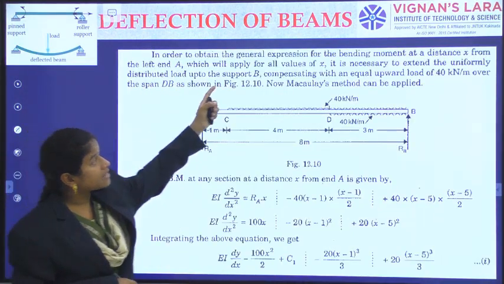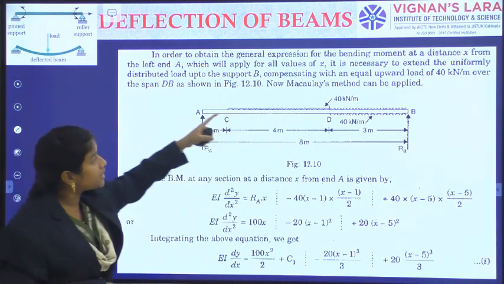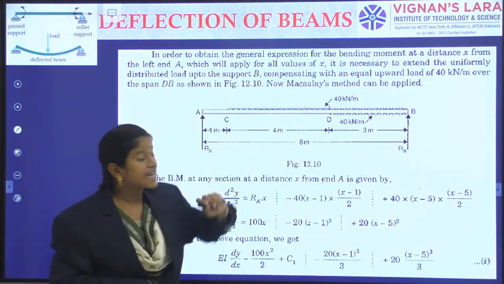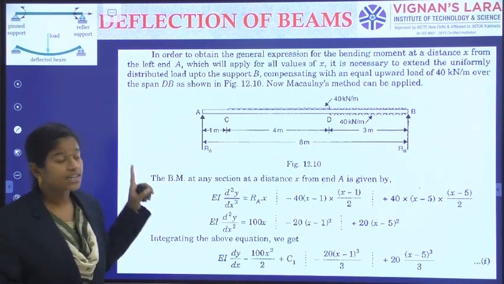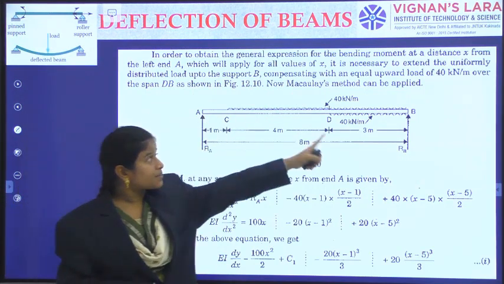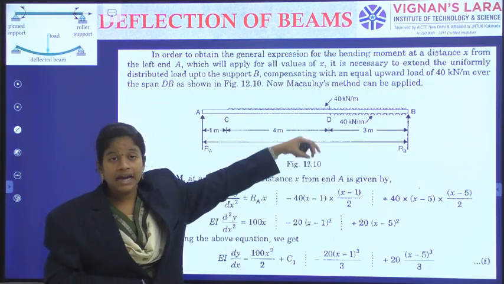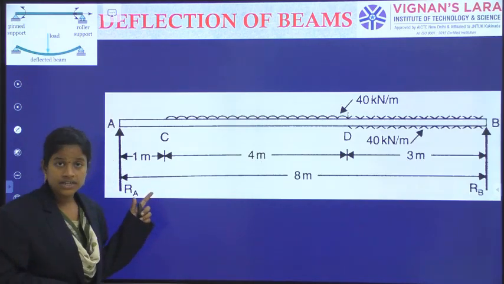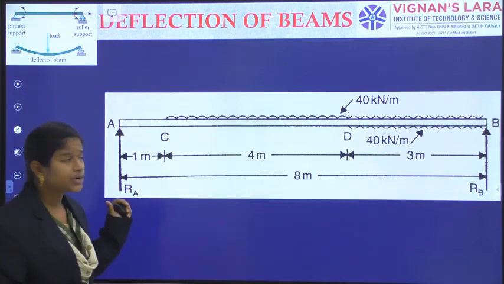In order to obtain the general expression for the bending moment at a distance x from the left hand, which will apply for all values of x, it is necessary to extend the UDL up to the support B with equal upward and downward loads. With equal upward and downward loads, I am adding the UDL. Why am I adding this UDL?